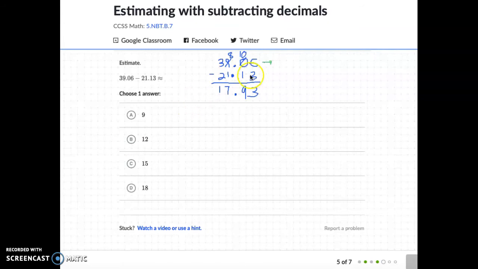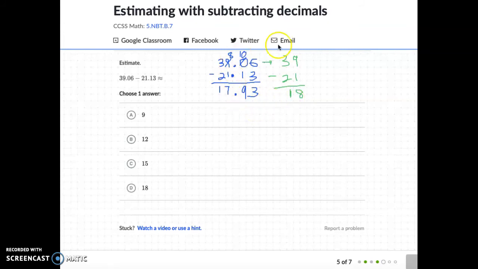The rounding was right. So 39.06 is rounded down to 39. 21 is rounded down to 21. But instead of adding, which I did by mistake, we are going to subtract. 9 minus 1 is 8. 3 minus 2 is 1.